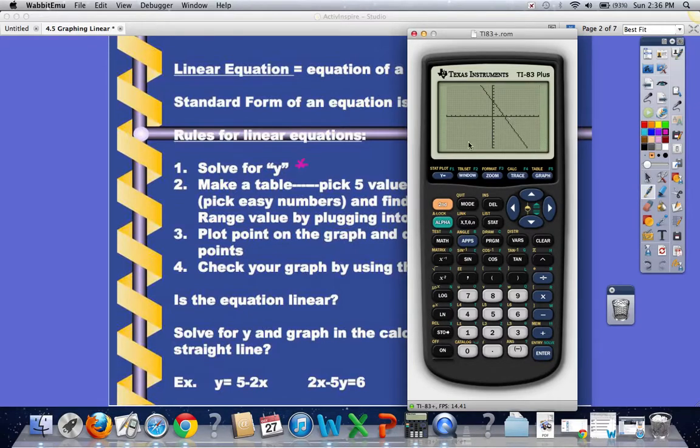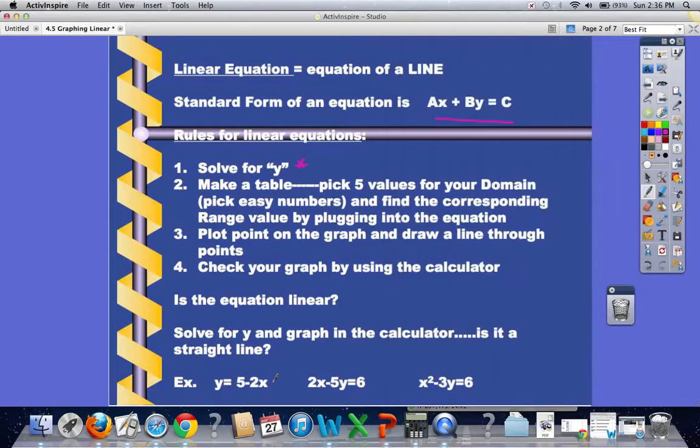Now this is in the standard window, but if for some reason you come in after one of my other classes and they've changed the window, you want to hit zoom 6 to put it in standard window. But this one is a standard 10 by 10 grid. Now you notice that this makes a straight line. So yes, y equals 5 minus 2x is linear. So I'm going to put yes right here.